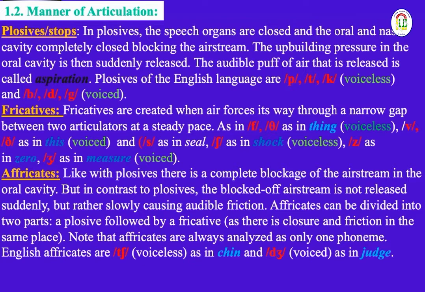We have 3 places for the articulation of plosive consonants. For p and b, we stop the air completely using the lips. For t and d, we stop the air completely at the alveolar ridge. For k and g, we stop the air completely with the back of the tongue and the velum or the soft palate, and they are called velar sounds.